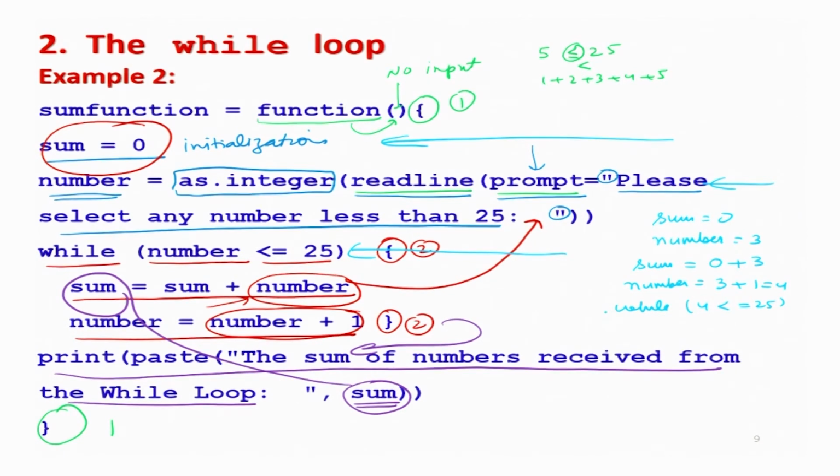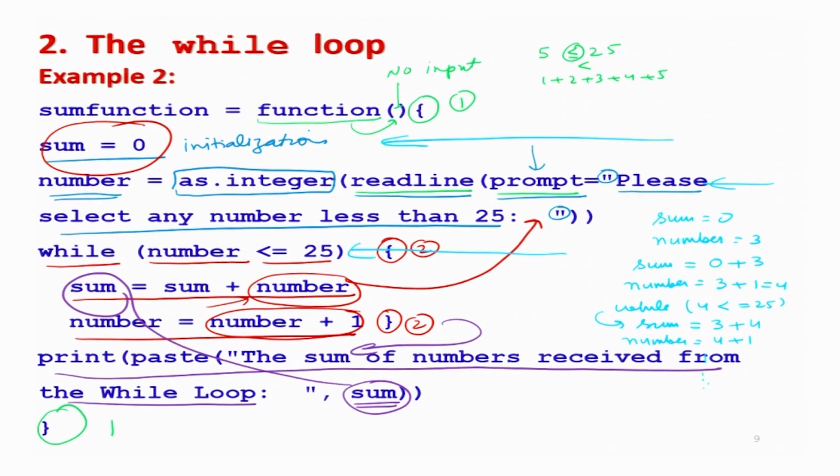So, once again this program will execute, and now the sum is going to be the earlier value, 3, plus the number, which now becomes 4, right. And then the number is going to be added with 1. So, number is now 4 plus 1, and then this will once again go to the while condition, and this process will continue till my numbers are less than or equal to 25, right.